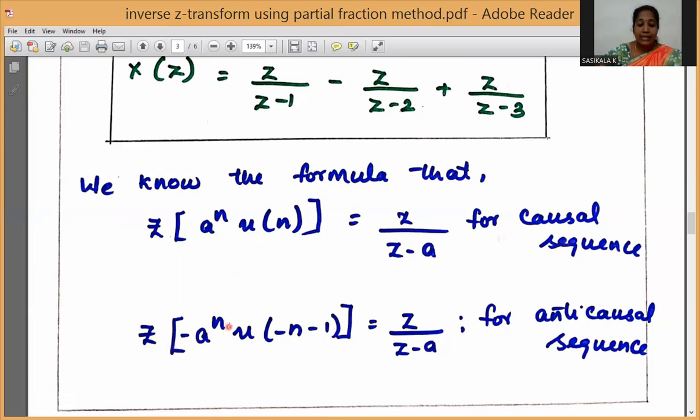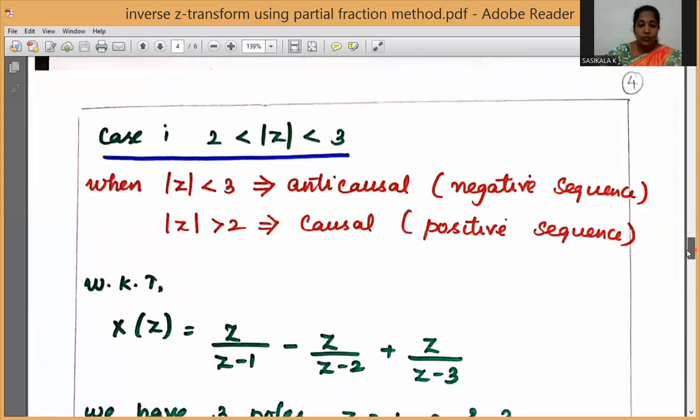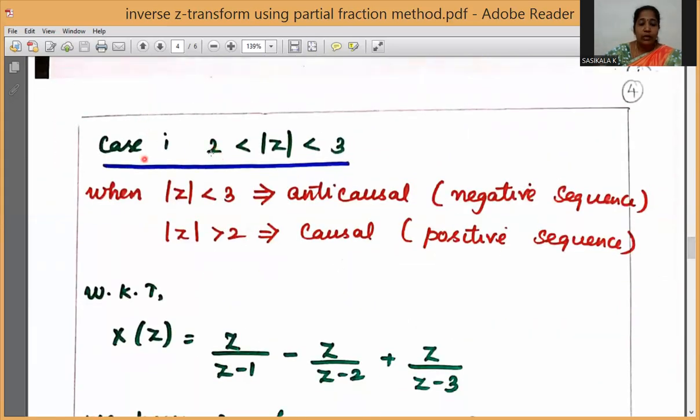So the inverse Z transform of z/(z − a) for the anti-causal sequence is −aⁿu(−n − 1). For the causal sequence, you substitute aⁿu(n). For the anti-causal sequence, if you have the term z/(z − a), you substitute −aⁿu(−n − 1). Now, we have three cases, three ROCs. Case 1: 2 < |z| < 3. This we can write like this. First one is |z| < 3.